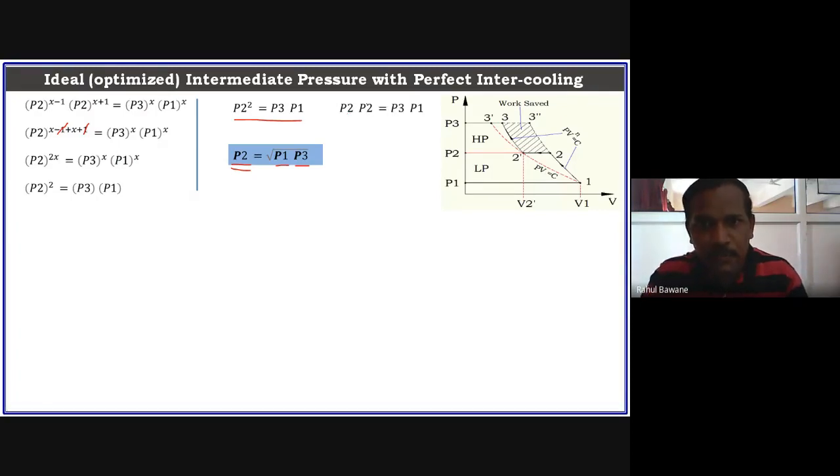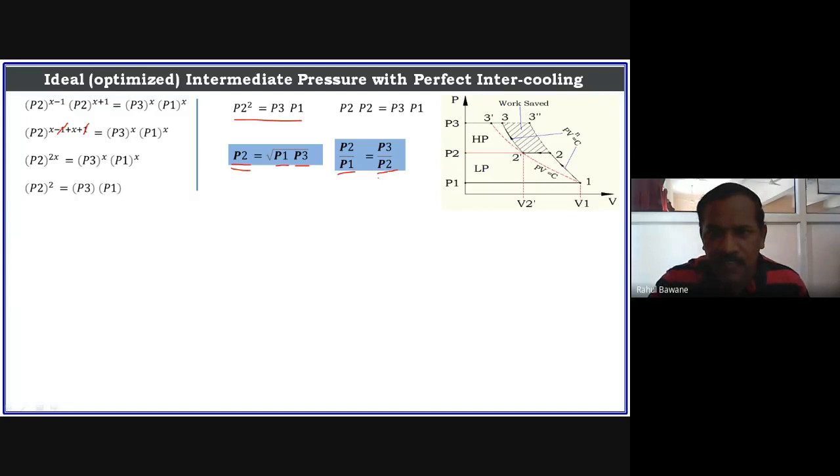P2 square, that means P2 multiplied by P2. Now rearrange in the form of a ratio. So we can rearrange: P2 upon P1 is equal to P3 upon P2. That means this is the stage 1 pressure rise ratio, and this is the stage 2 pressure ratio. So it means if there is perfect intercooling and if you found the ideal intermediate pressure, then each stage pressure rise ratio will be the same.